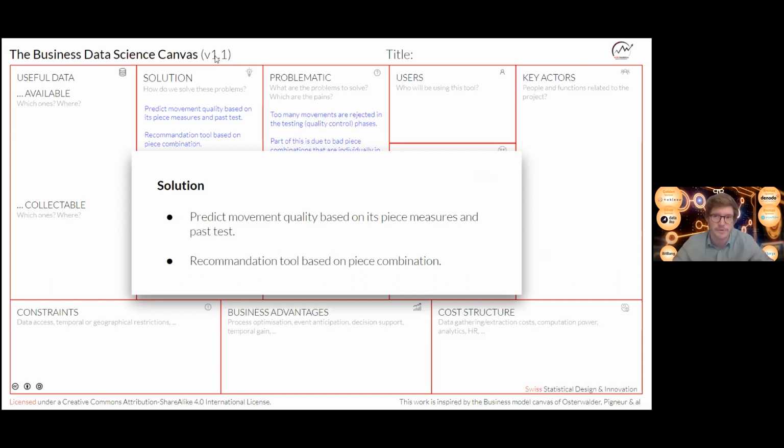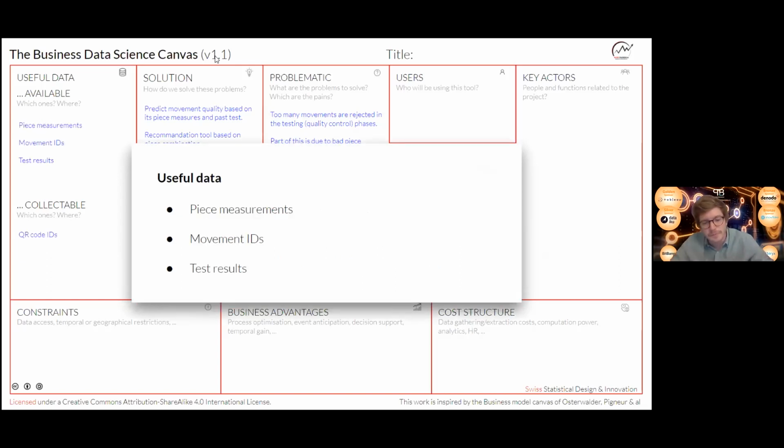But you should remember that this business data science Canva should be understood by every key actor. So there may be people that do not understand the data science language, and you have to be conscious of that.